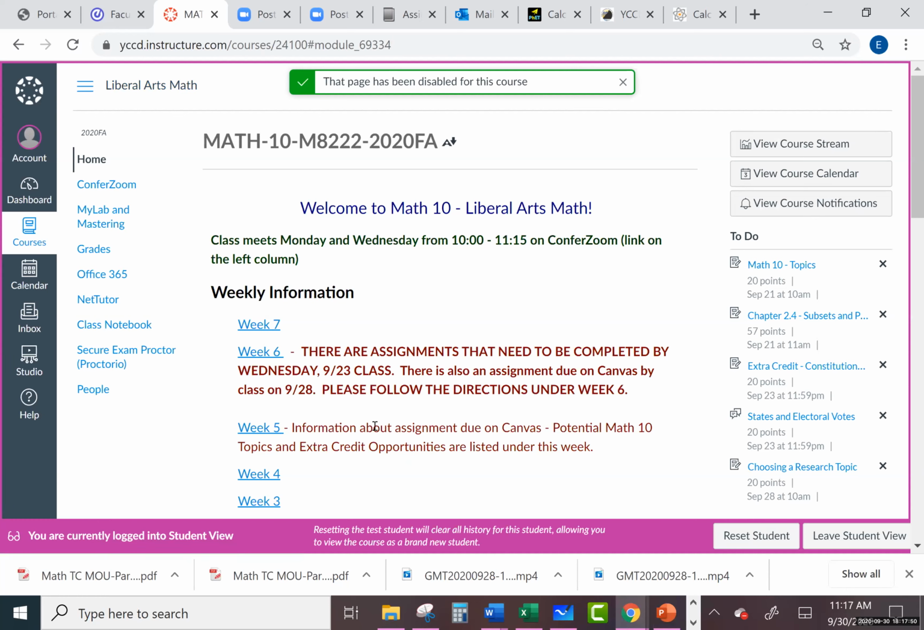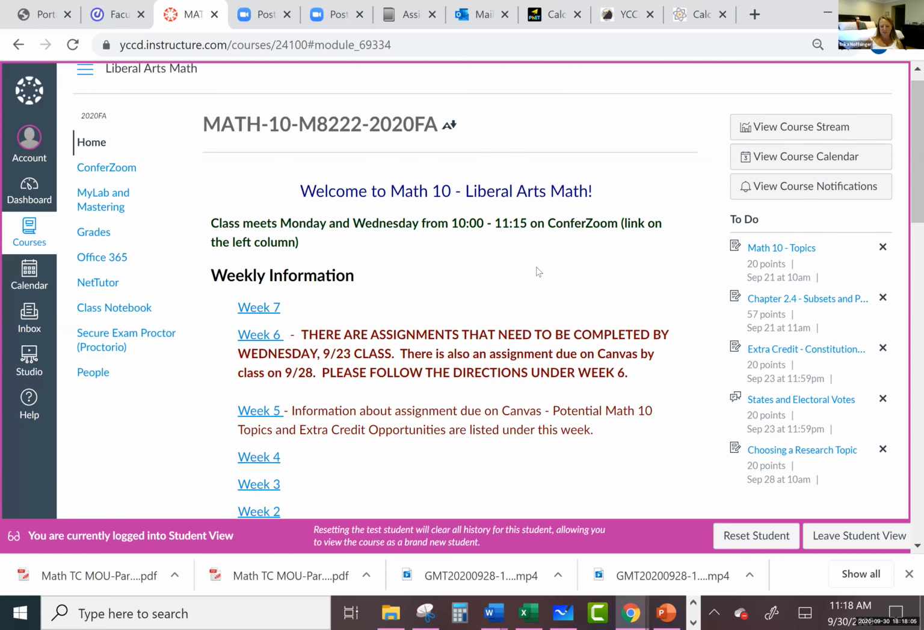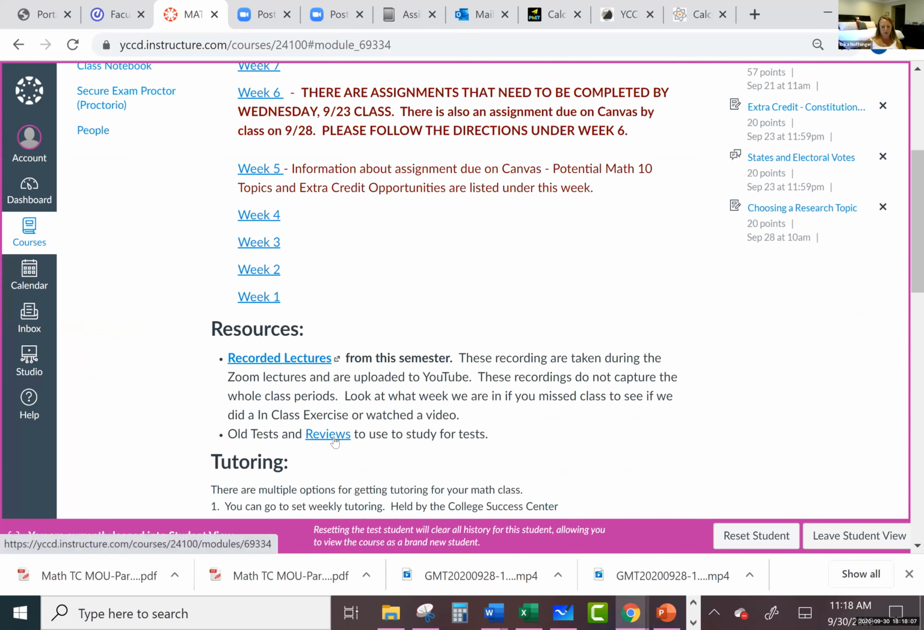This page has been disabled. Okay. Let me reorganize that. But you should, I'll play with it. But you should, just like I said, be able to just click on that and get to it. Okay, update.